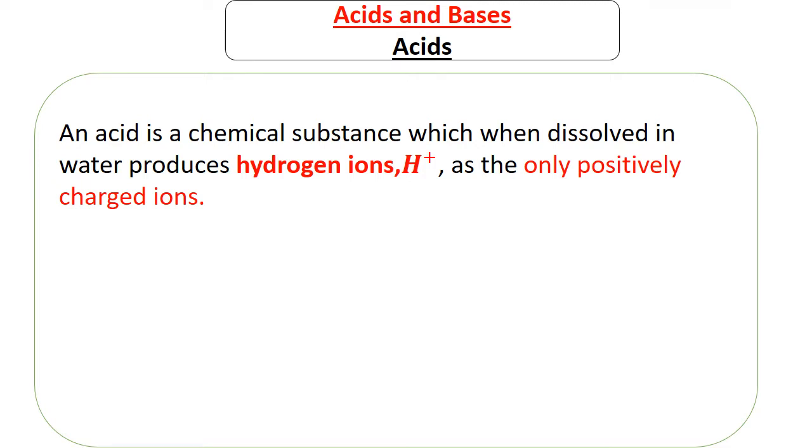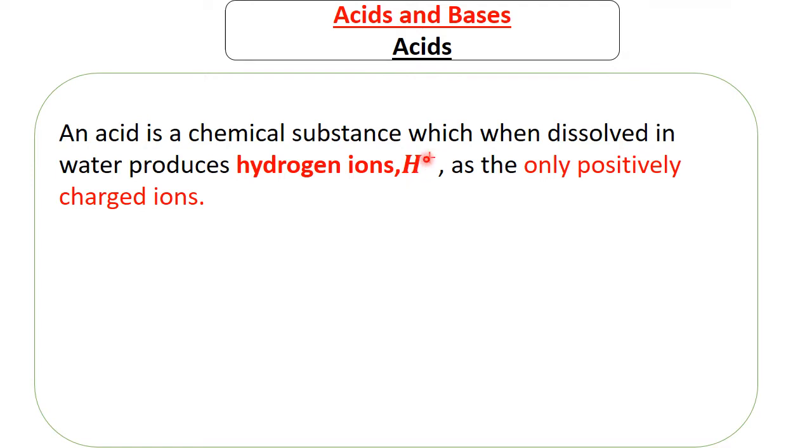So what is an acid? An acid is a chemical substance which, when dissolved in water, produces hydrogen ions, H+, as the only positively charged ion. So when you have a substance and you dissolve it in water, and you get only hydrogen ions as the only positively charged ion, then that substance is an acid.